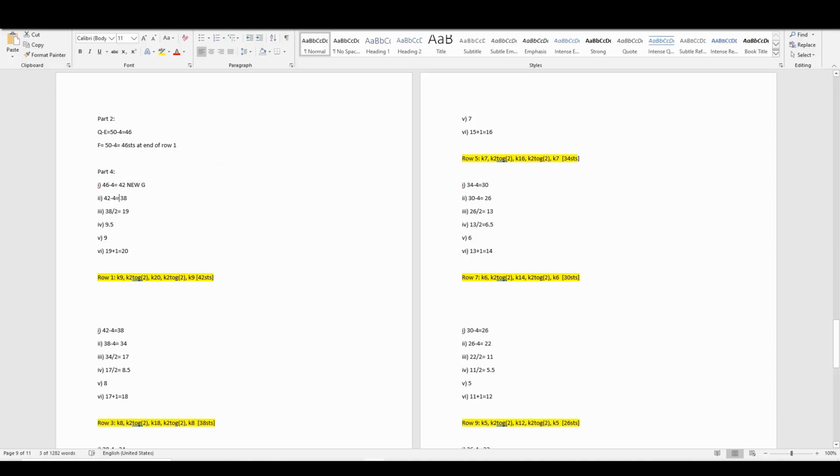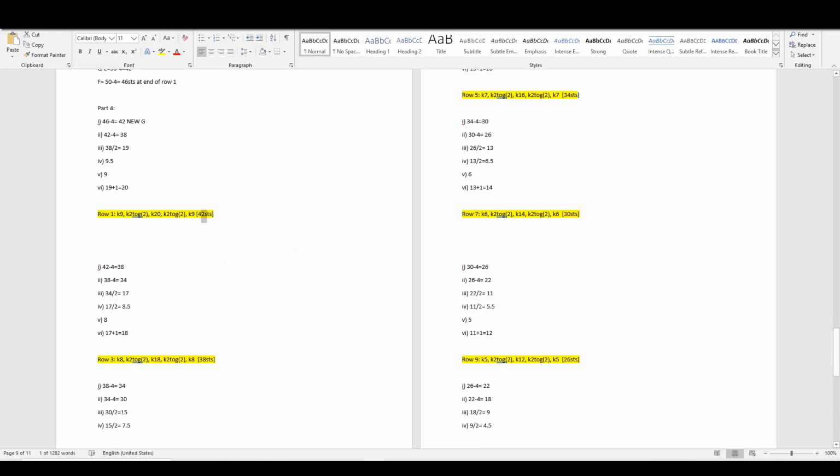New G minus E equals 38. 42 minus 4 equals 38. 38 divided by 2 is 19. 19 divided by 2 is 9.5. 9.5, round it down, for step 5, is 9. And the next one is 20, 19 plus 1. So then that'll give you your new equation, which will add up to be 42.